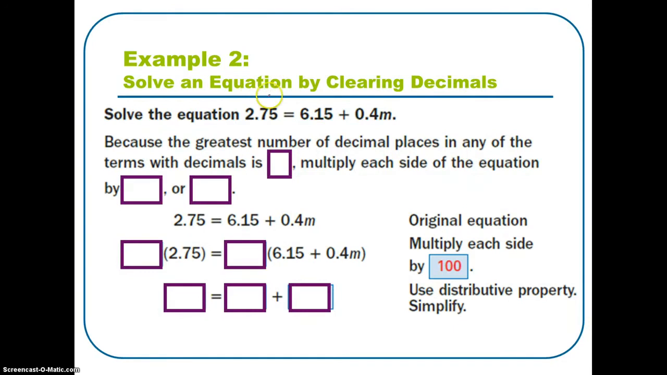In example 2, we're going to solve an equation by clearing the decimals. To clear the decimals, we have to look at the place values, or the number of decimal places in each of the terms. There are 2 decimal places here, 2 here, and 1 here. The greatest number of decimal places is the 2. Don't even worry about the 1. We're going to multiply each side of the equation by, well, what's the place value for 2? 10 to the second power, which is indeed 100.